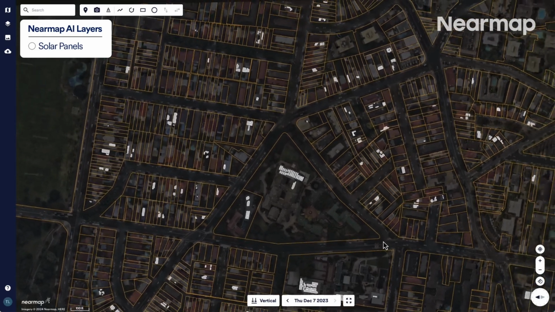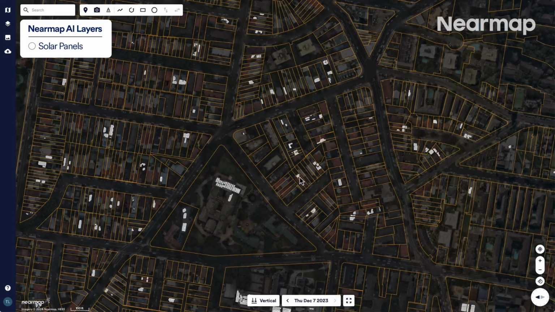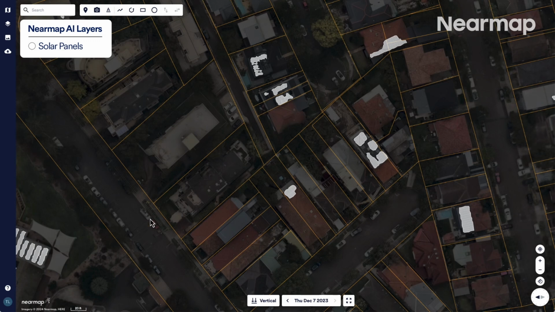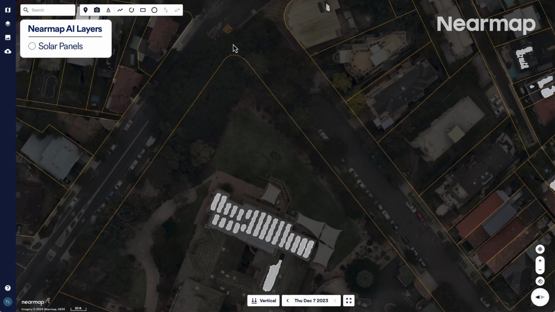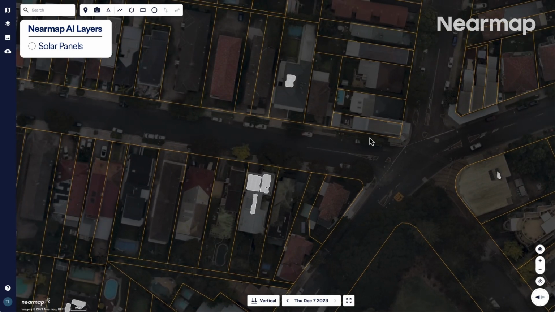Our Solar AI vector dataset offers accurate and reliable information and is very useful for our customers. To achieve success in this project, we had to convince the customer of the quality of Nearmap data. So, how do we go about proving the capability of a Solar AI dataset?